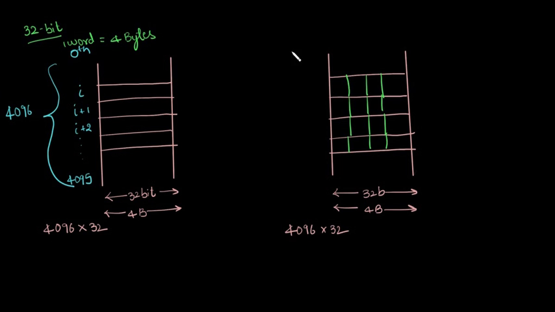Now let us start writing. This memory also has 4096 words or 4096 locations. Now let us assume the address of this byte is J. Then the next byte address will be J plus 1, the next J plus 2, then J plus 3. Then we go to the next word: J plus 4, J plus 5, J plus 6, J plus 7, J plus 8, J plus 9, J plus 10, J plus 11. So these are the addresses of each byte, and these are the addresses of each word in the same memory. These two are the same memory.